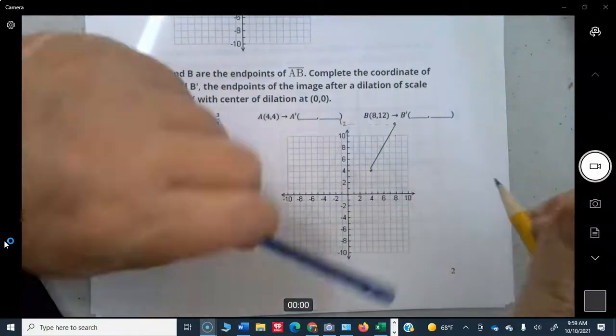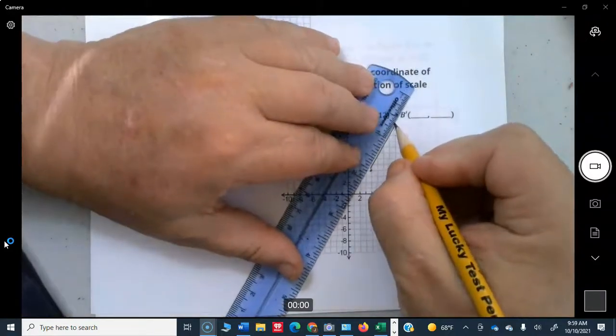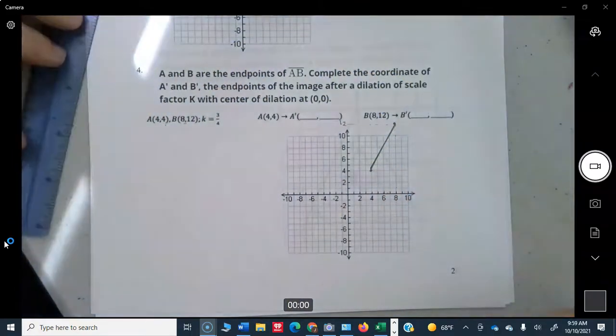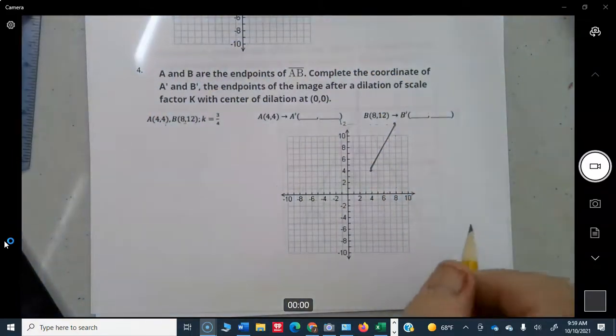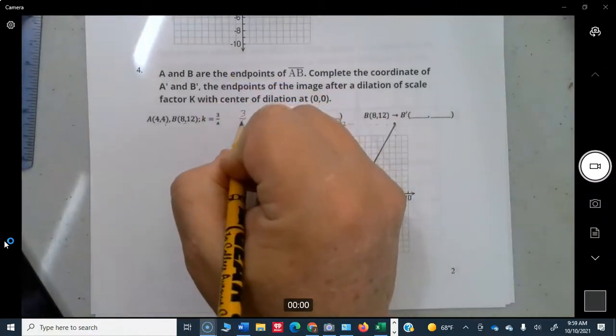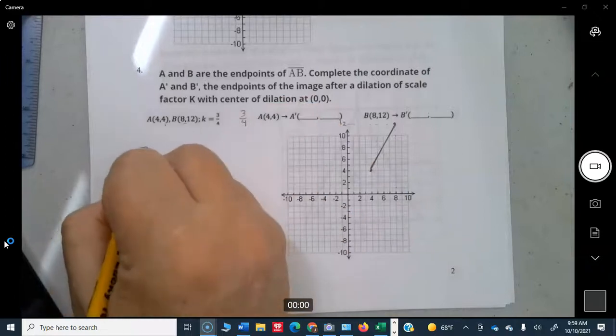Between those two, I kind of missed a little because I had my ruler upside down. Let's see if I can do a little better. Close enough. Okay, now we're gonna multiply everything by 3/4. So let's do that down here.